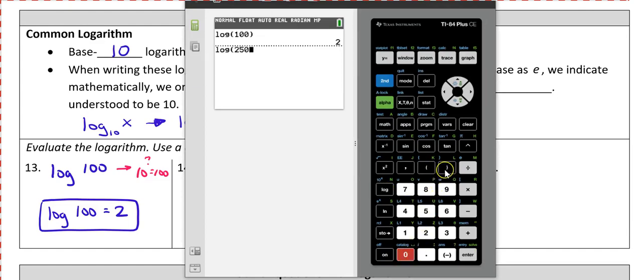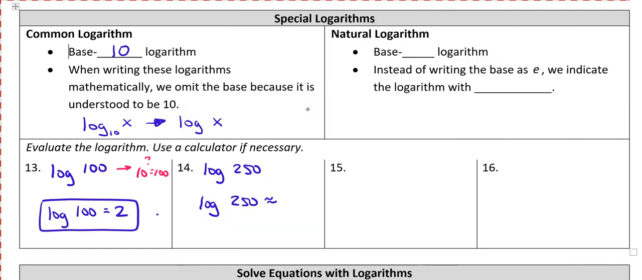It will work if you forget to close out the parentheses, but it's just a good habit to get into. And notice we said it was between 2 and 3. We get 2.39794, and so on. So we are going to round this to 3 decimal places. The 7 is going to go up to 8, so 2.398 is the approximate value for the log of 250. Okay, so that is our first special type of log. It's the base 10 log.